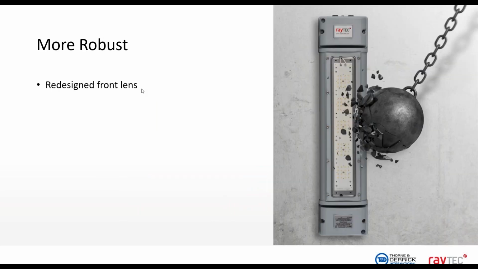So start with that first point, the physical design. The new linear is more robust, more durable, and more heavy duty than it's ever been before. This is largely down to a redesigned front lens. So we'll look at what's actually changed closer up in the next slide, but the headline figure with the new linear is that it has twice the impact rating of the existing generation 1 products.